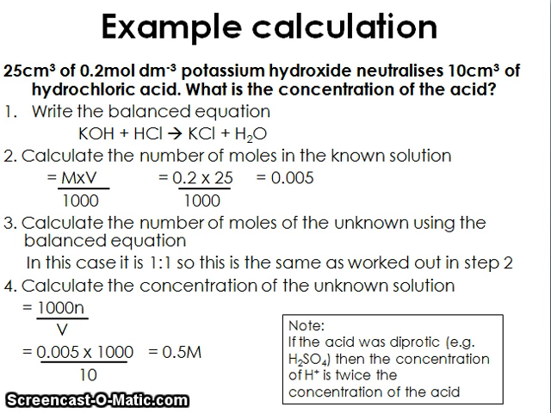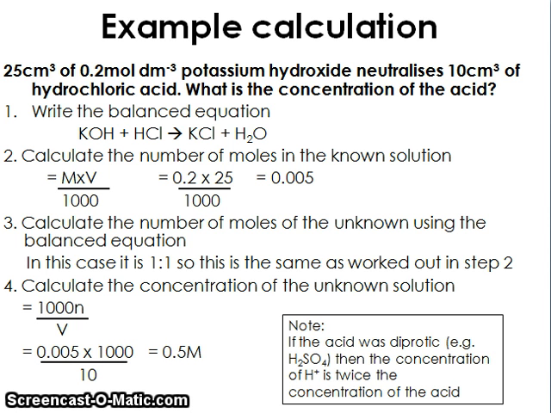So now we can go to step 4 to calculate the concentration of the unknown solution, and that becomes 1,000 times N divided by V. We've just worked out that N is 0.005, so we're timesing that by 1,000, and then divided by 10, because in the question it says the potassium hydroxide neutralizes 10 centimeters cubed of hydrochloric acid. So that's that 10 centimeters cubed that we need to put in that expression. And if we put that into our calculator, we get 0.5 molar.